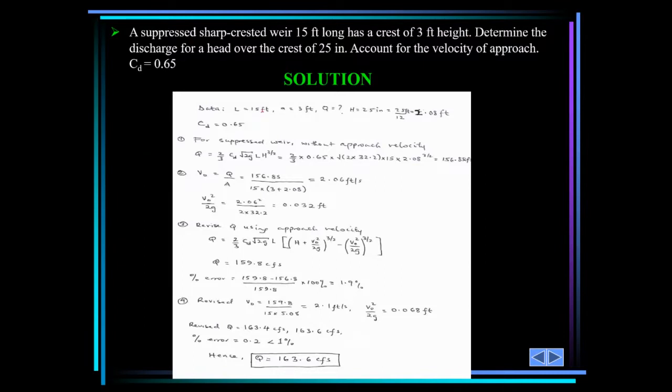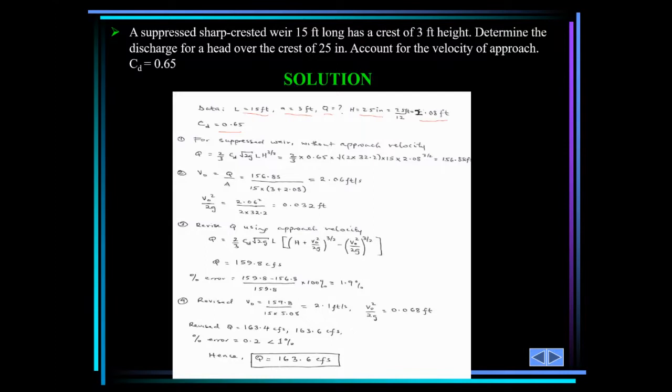So here we have the length 15, and we have the height of the weir, which we normally designate with a, and we want to find the discharge Q. And the head over here is 25 inch. An inch we need to convert because other dimensions were given in feet, so we need to be dimensionally homogeneous by converting inch to feet. And 1 foot is equal to 12 inches. So 25 over 12. So we converted the head to feet. And we have been provided with a coefficient of discharge 0.65.